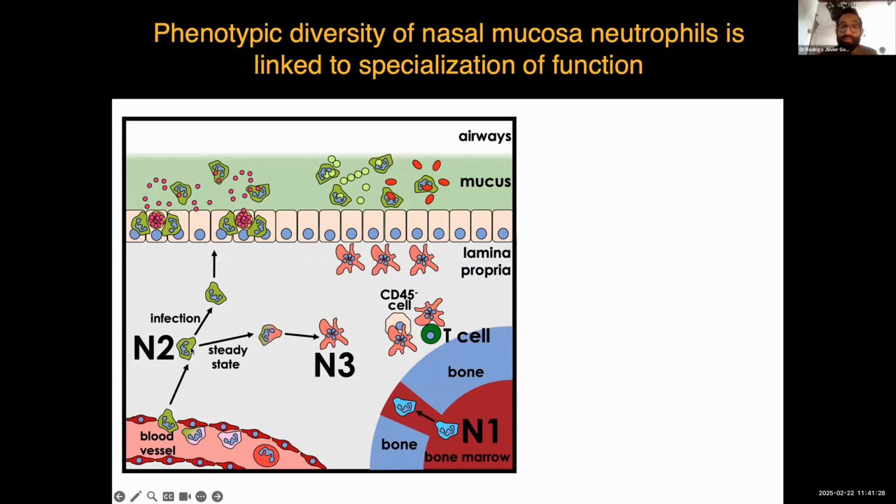In the steady state, however, these neutrophils will differentiate into N3 neutrophils in more or less 5 to 6 days, and they will acquire the ability to present antigen to T cells. I didn't show you this data, but they will not recognize pathogens. They are not attracted to pathogens, and they will collect material from surrounding cells.